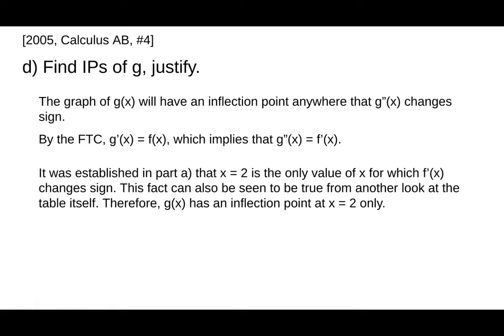We established in part A that x equals 2 is the only value of x for which f prime of x changes sign. So, using that as our justification, there should only be one inflection point for g of x, and that would have to be at x equals 2.